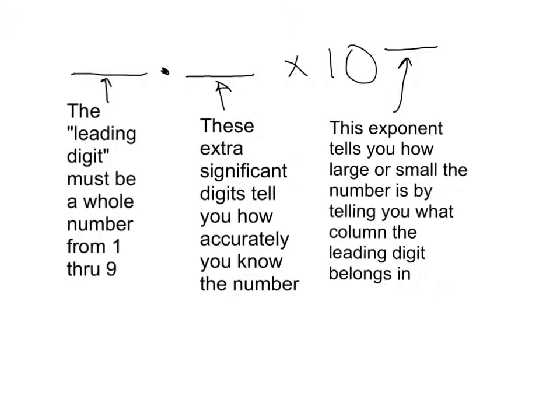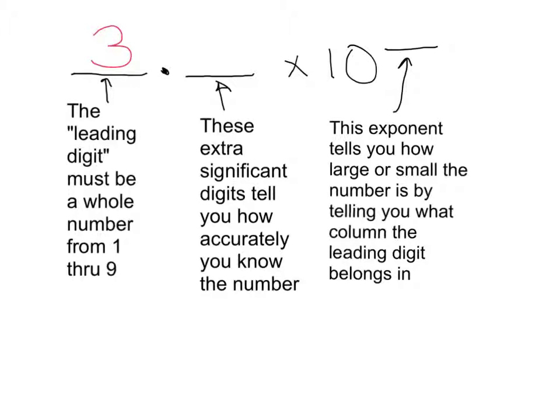This video is a brief introduction to the formatting of scientific notation, how to write numbers in scientific notation. As you can see, I've written the number 3. That would be the leading digit. Every scientific notation number must be written with a leading digit of 1 through 9, a whole number 1 through 9.